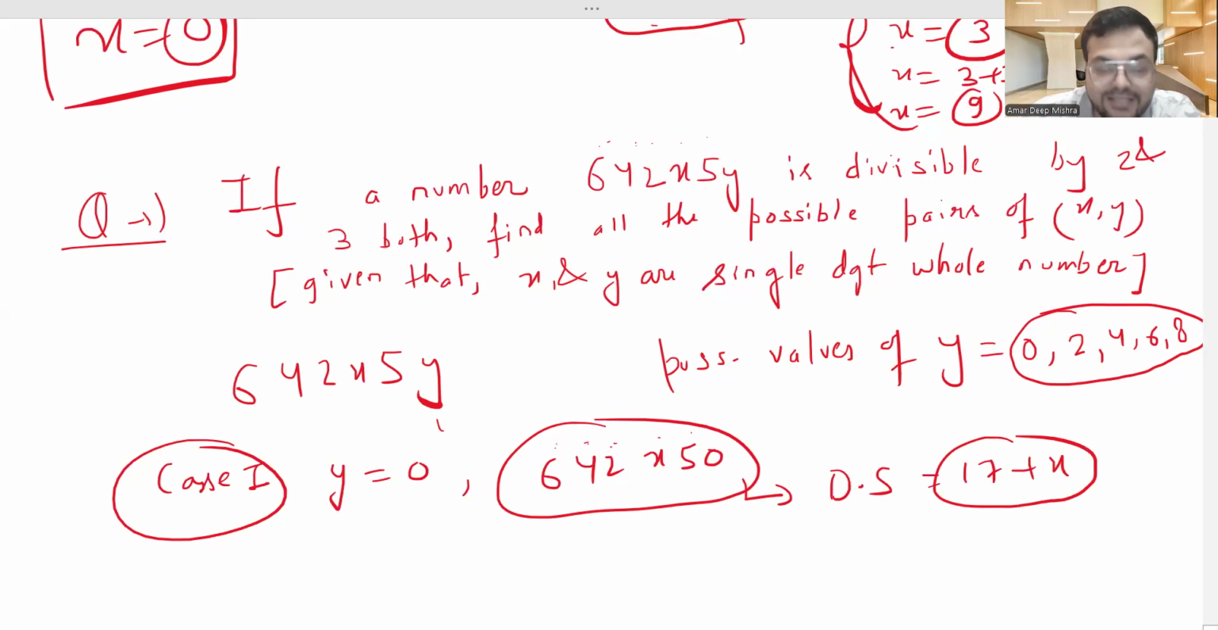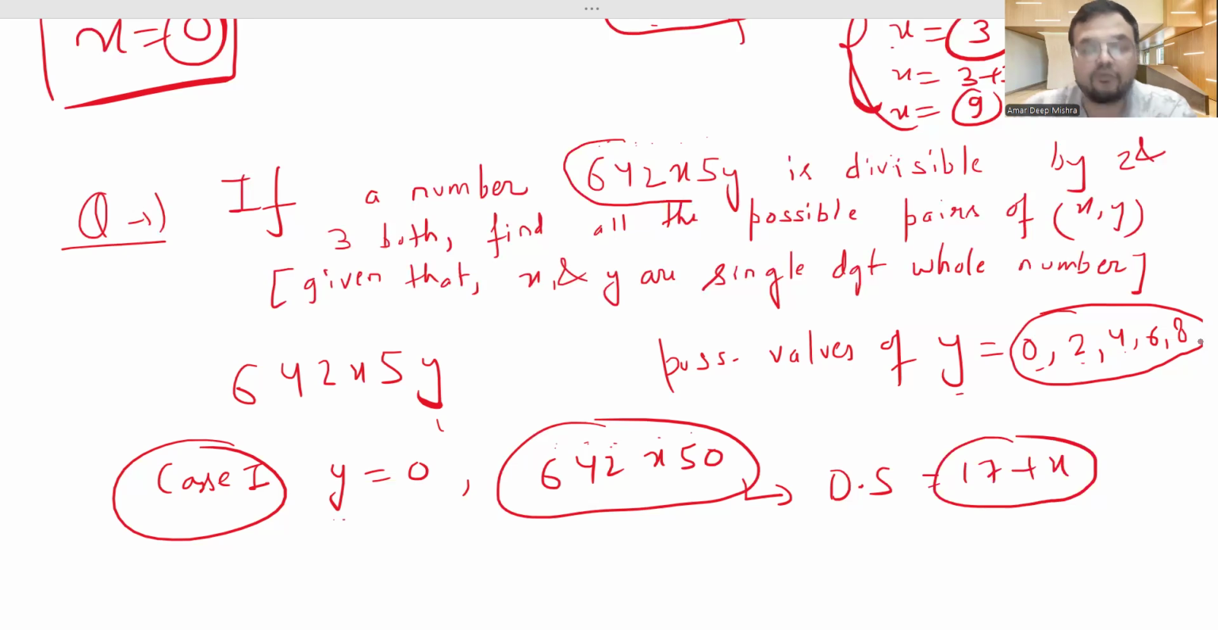Now, this digit sum has to be divisible by 3, because they have given that this number is divisible by both 2 and 3. The condition of divisibility by 2 you have taken already, that the possible values of y would be either 0 or 2 or 4 or 6 or 8. So we will solve this question case by case. Case 1, when y equals 0. For y equals 0, you will have several values of x. So from here, you will get some pairs of x comma y. So 17 plus x.